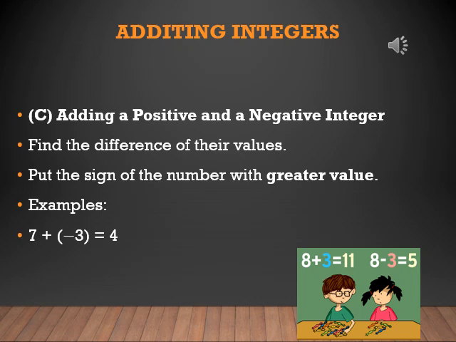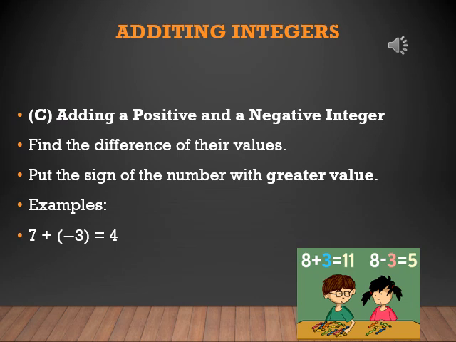When one number is positive and the other is negative, we do not add directly. Instead, we subtract and then decide the sign of the answer. For example, subtract the smaller number from the bigger number by value. 7 plus minus 3. Now subtract 7 minus 3, that is 4. Bigger number is 7, positive, so the answer will be plus 4.